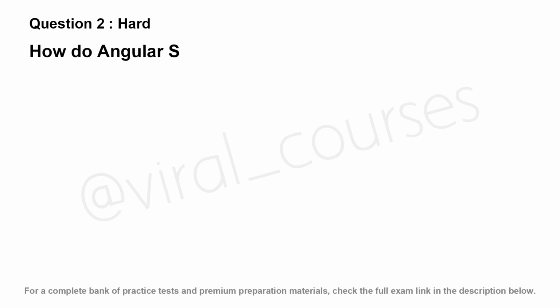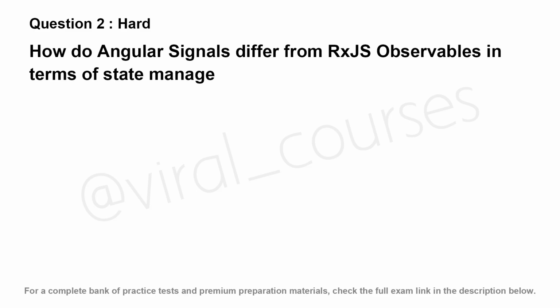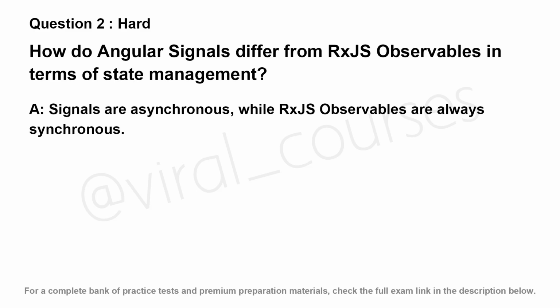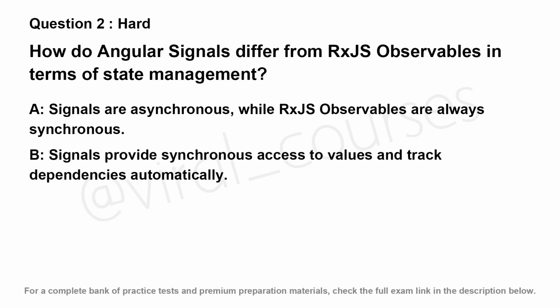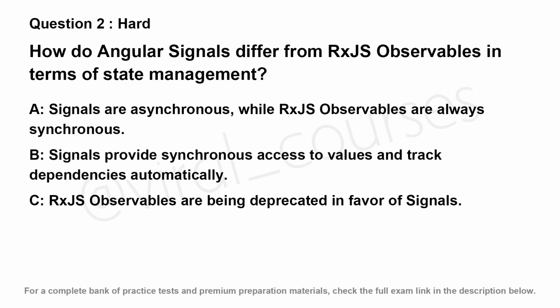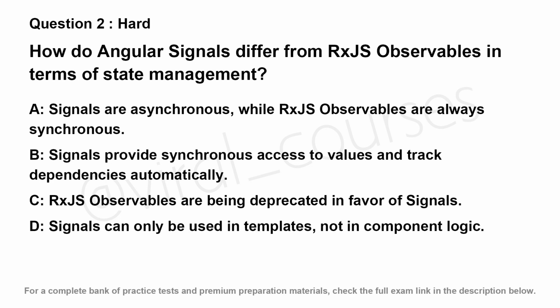How do Angular signals differ from RxJS observables in terms of state management? Option A. Signals are asynchronous, while RxJS observables are always synchronous. Option B. Signals provide synchronous access to values and track dependencies automatically. Option C. RxJS observables are being deprecated in favor of signals. Option D. Signals can only be used in templates, not in component logic.